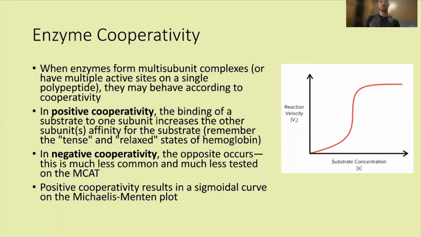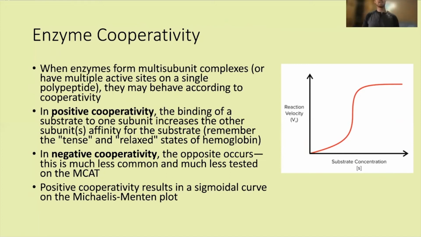Enzyme cooperativity. So when enzymes form multi-subunit complexes, or they have multiple active sites on a single polypeptide, they may behave according to cooperativity. So in positive cooperativity, the binding of a substrate to one subunit increases the other subunit's affinity for the substrate. So remember the tense and relaxed states of hemoglobin. Again, hemoglobin is not an enzyme, but when it comes to cooperativity, it's a good example to look at, because it's something that we learn about in other topics.